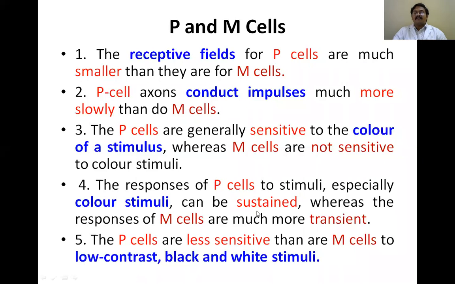The P cells are very sustained, and they are less sensitive to low contrast and black and white stimuli compared to the M cells. The M cells are sensitive to low contrast and black and white stimuli. So the P cells are for color, and the M cells are for low contrast, black and white, and movement.